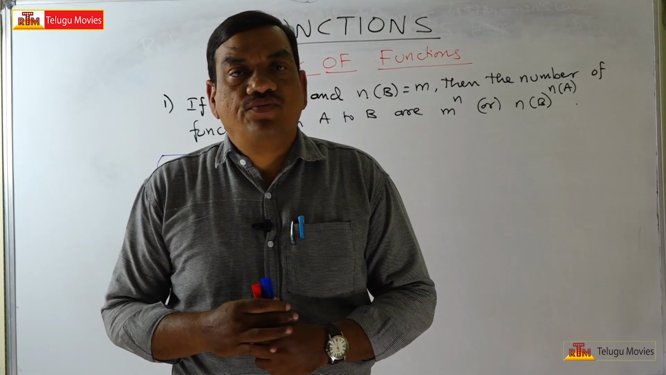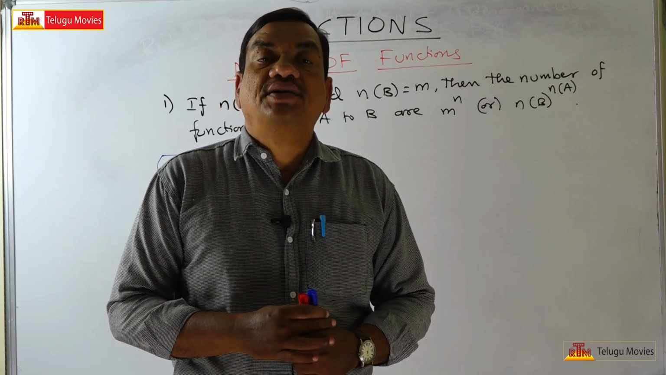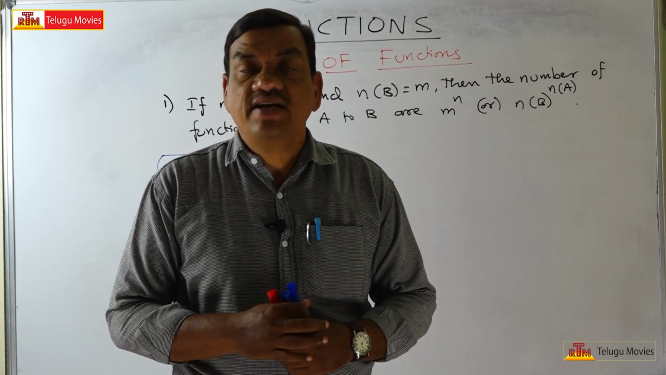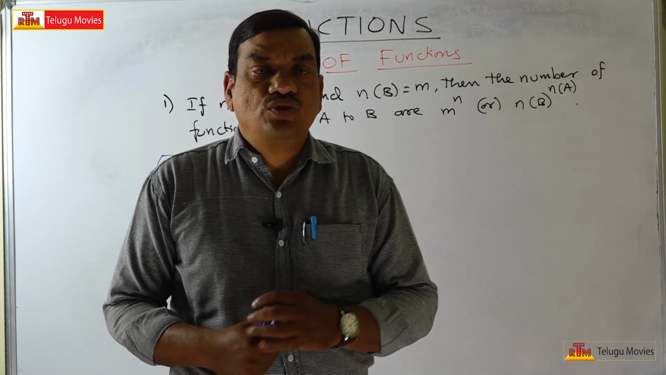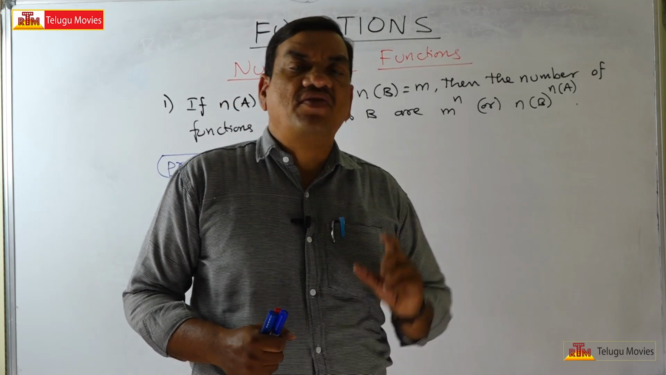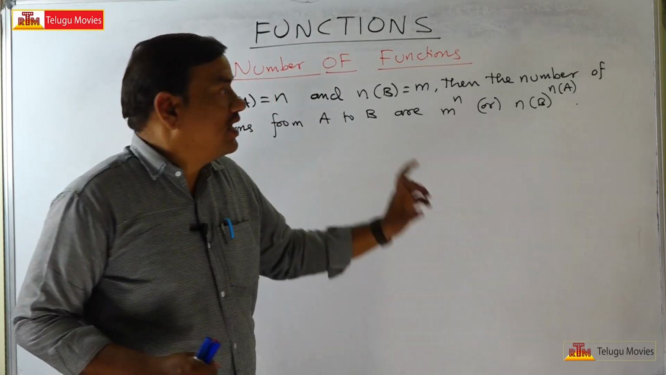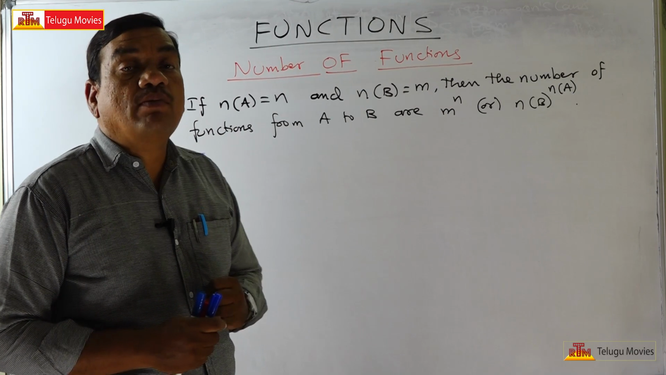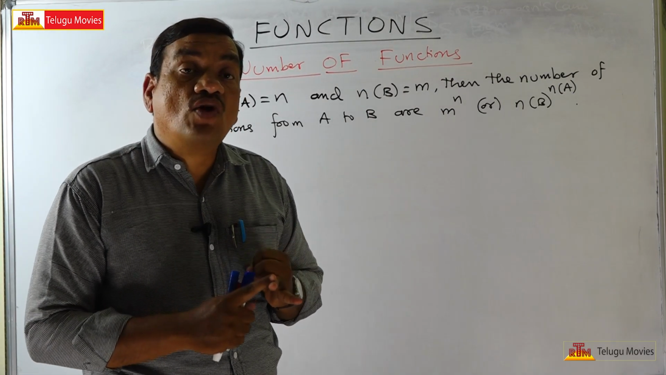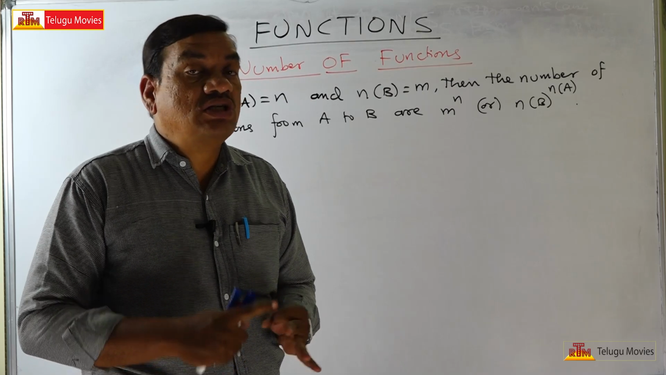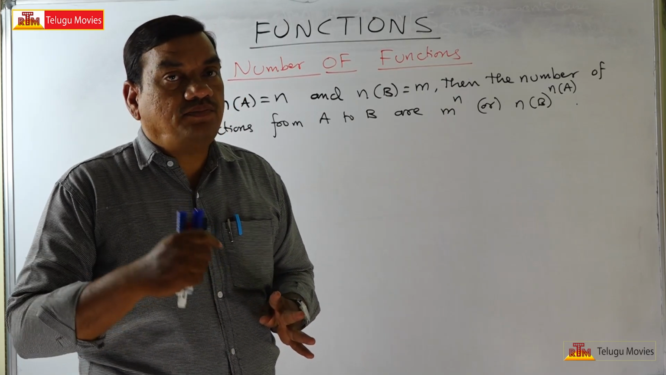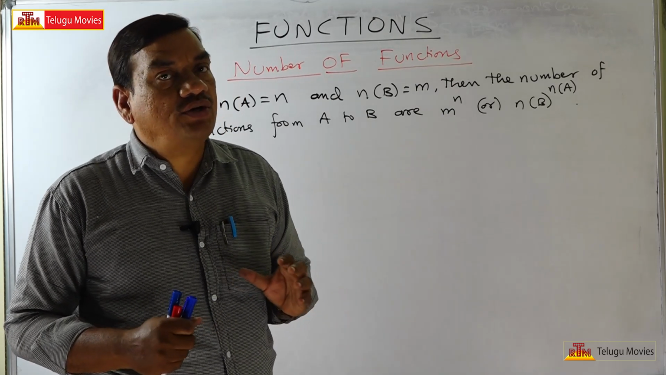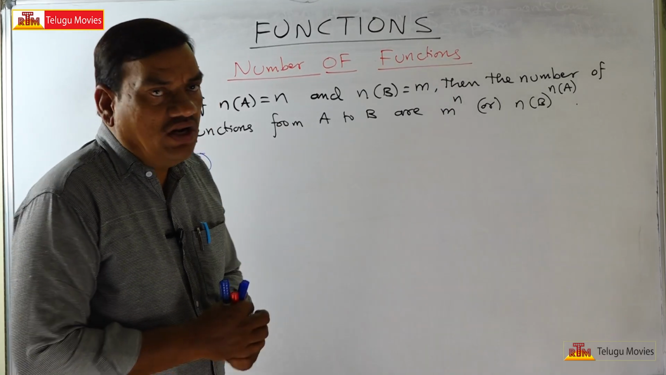In the last few classes, we have explained different types of functions. Actually, there are still some more functions that remain. So before explaining them, in this class I am going to teach a very interesting topic, that is the number of functions from A to B. In this video, I am going to explain the number of functions, number of one-one functions, number of onto functions, number of into functions, and number of bijections. Okay, so let us start our class.